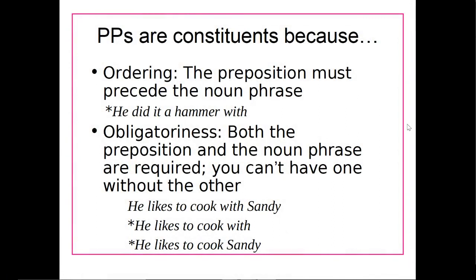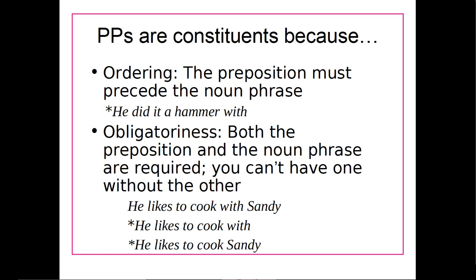With prepositional phrases, we can prove that they're constituents and consistent syntactic units, again through ordering, like we did with noun phrases. The preposition has to precede the noun phrase in English. We can't say he did it a hammer with, but we could say he did it with a hammer. We also have obligatoriness. What that means is that both the preposition and the noun phrase are required in a prepositional phrase, and we can't have one without the other. So this is showing that there's a consistent rule that is applied to this unit, so it's probably going to be a unit.